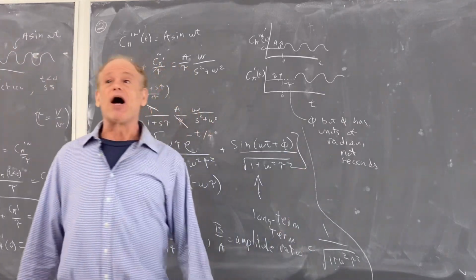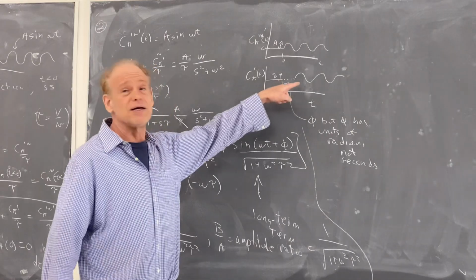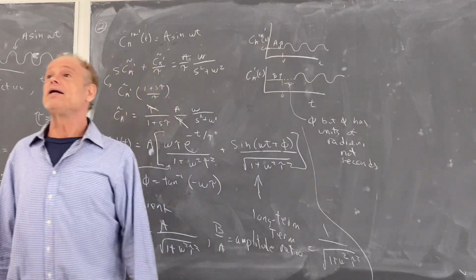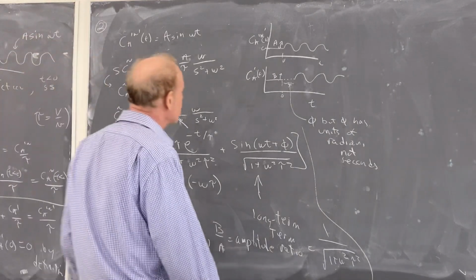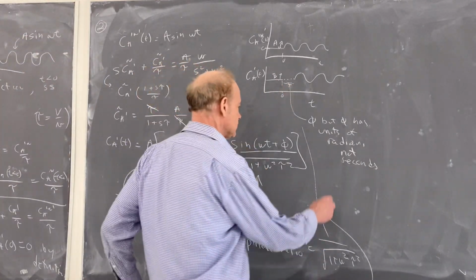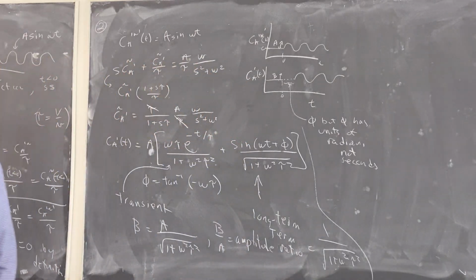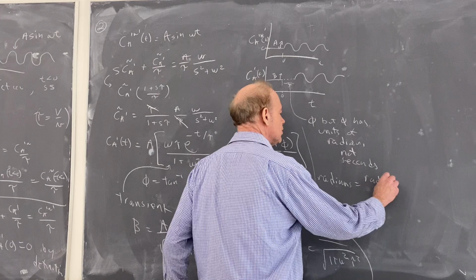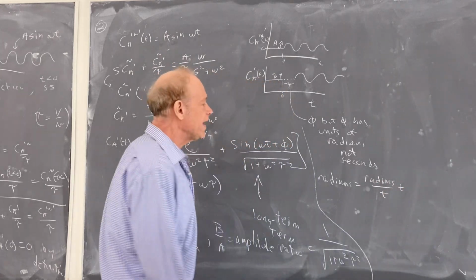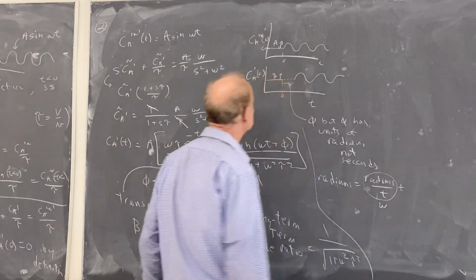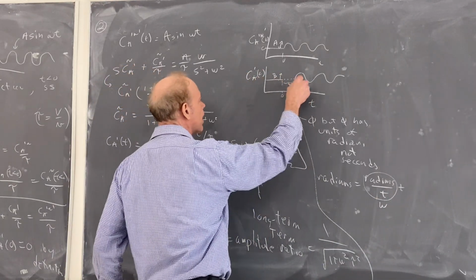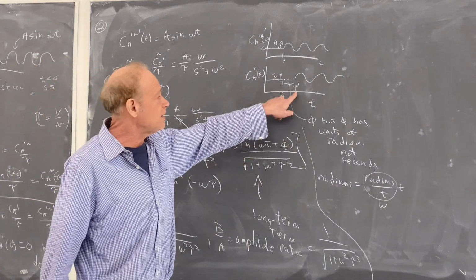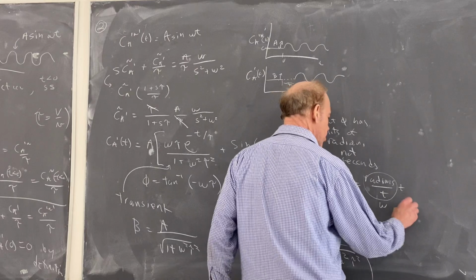Okay, so let's translate this phi, which here is in units of time. I want to get it in terms of radians. Notice that the way I convert time to radians is I multiply by radians per unit time. So radians equals radians per unit time times time. Radians per unit time is omega. And the amount of time here, let's call this p prime, in units of time.